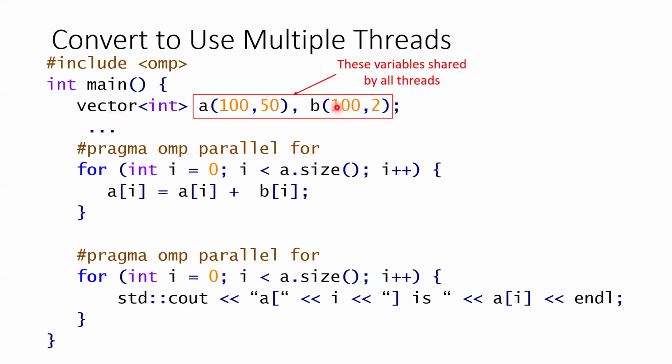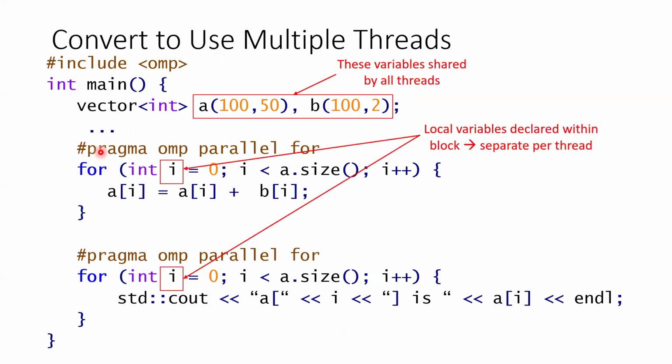These variables will be shared by all threads because they are declared before this for loop, this compiler flag. But the local variables like i that are declared after this flag are local to each thread. The i is not shared.